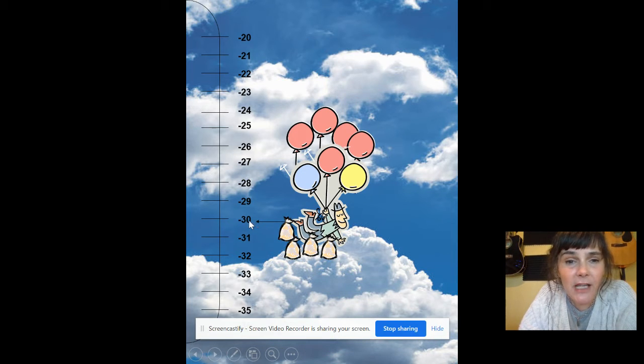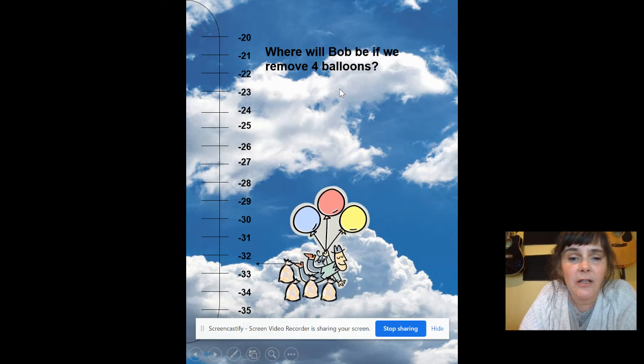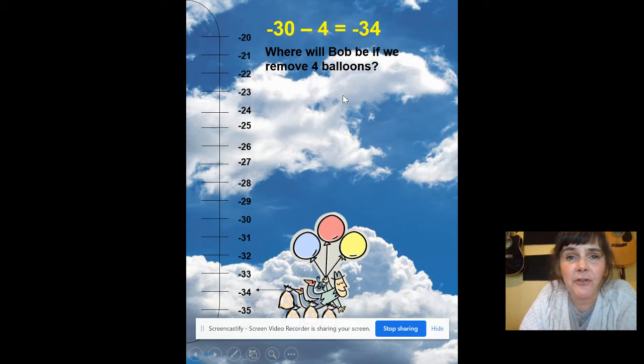Here's another one. They gave us some bigger numbers just to make it a little bit more challenging. -30. We're going to take 4 balloons away. Okay, hang on a second now. We're already starting in negative territory. And if we take balloons away, balloons hold us up. So if we take them away, we're going to go down further into negative territory. So let's see what happens. We're going down to -34. So -30 minus 4 is -34. If we take a positive away, we're going down.